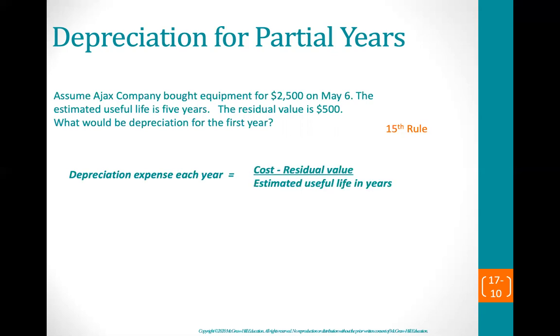That's 8 months. So, first of all, calculate your depreciation expense each year, assuming a full year. Cost minus residual value divided by estimated useful life in years. We get the same $400. However, he only owned it for 8 out of the 12 months. So we take the 400 and multiply it times 8 over 12 to get a depreciation expense in the first year of $266.67.